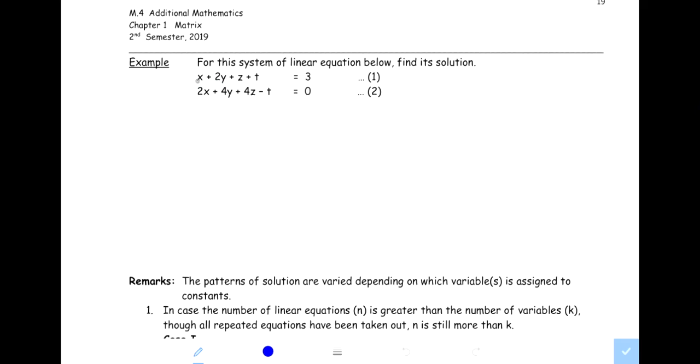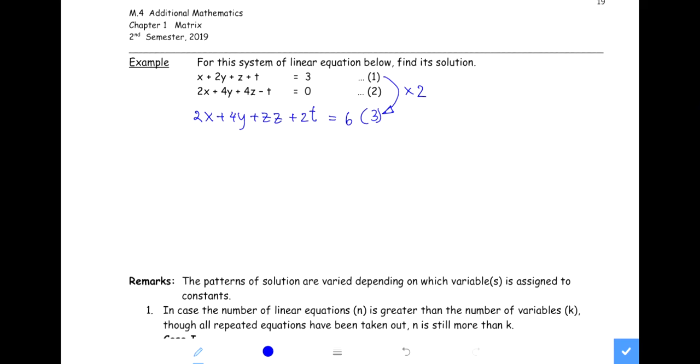You see, right? I can eliminate two variables at the same time. So what I'm going to do is equation 1 times 2. I will get my equation 3, and this one is going to be better. So I'm going to have 2x plus 4y plus 2z, plus 2 times t, and that will be equal to 6.